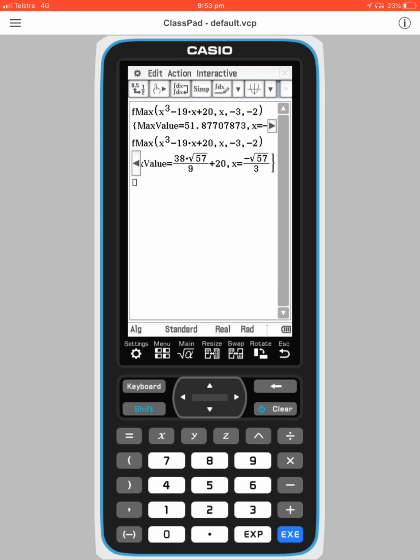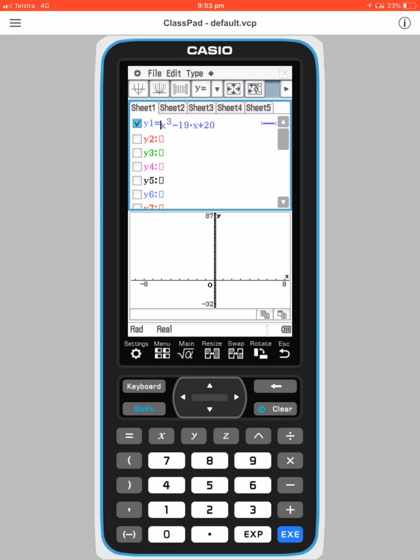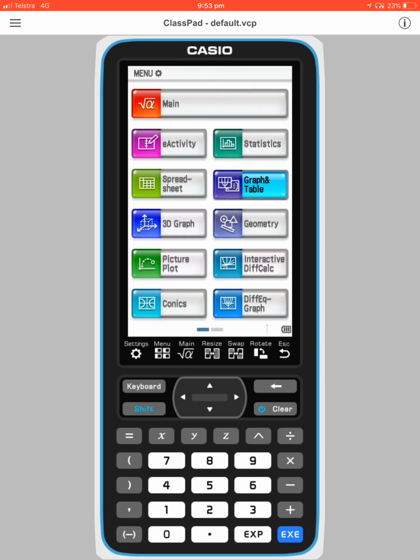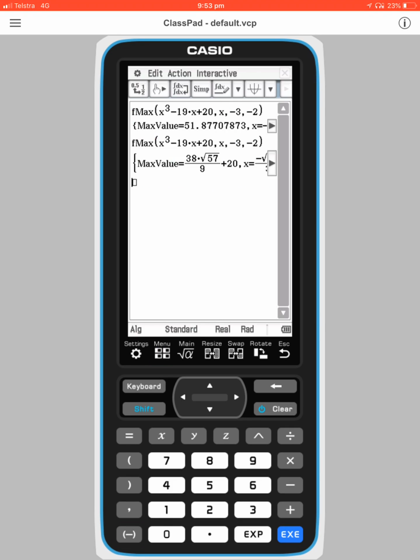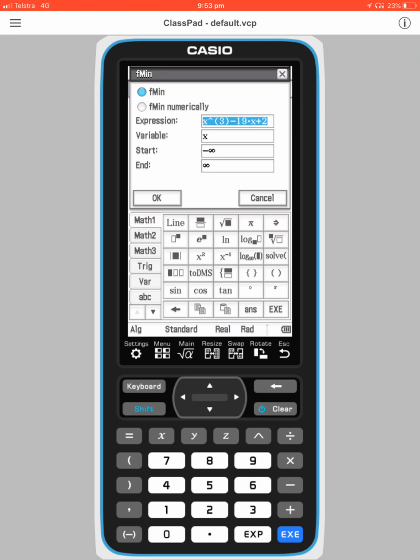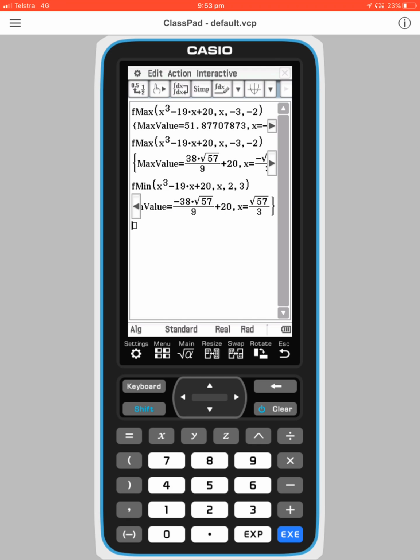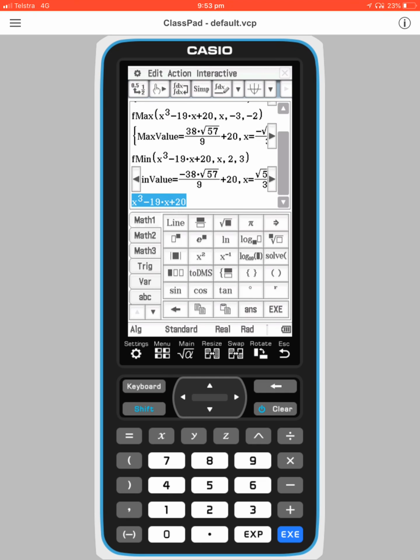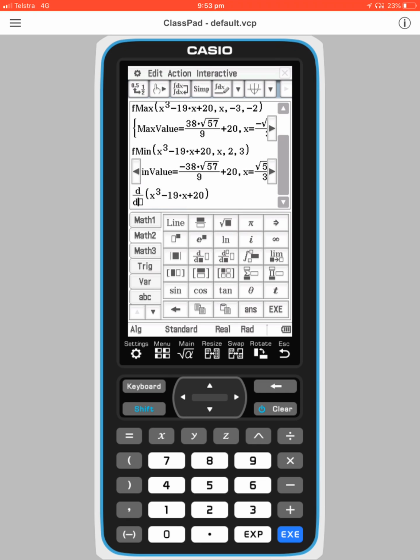And then our minimum, oops, that occurred at about between 2 and 3. So we can go and do the same thing. So grab the function, interactive calculation min, and that occurred between 2 and 3, and that tells us what our minimum is. You could also derive it and set it equal to 0, so that d dx equals 0, and solve, interactive advanced solve.